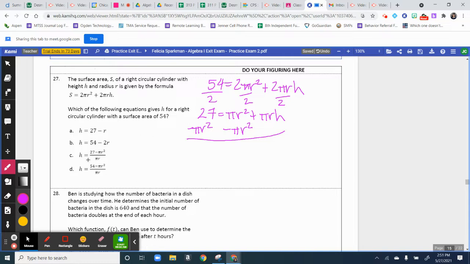When I look at my answer, there's still a pi in the answers for most of them, so I'm not going to change it and try to simplify it with a number. I'm going to treat it like a variable. All right, and then I'm going to divide. So then h is equal to 27 minus pi r squared over pi r, which is C. Okay.